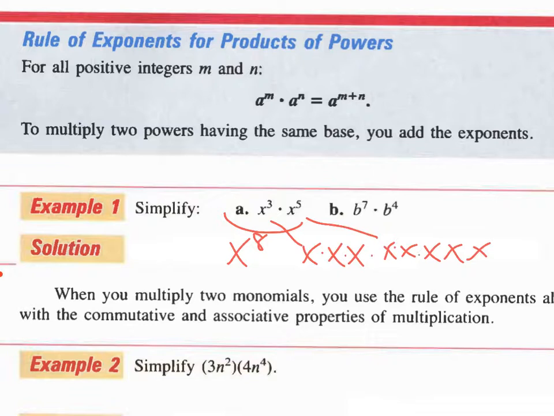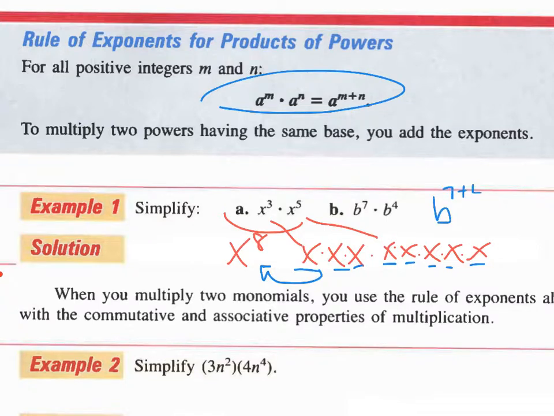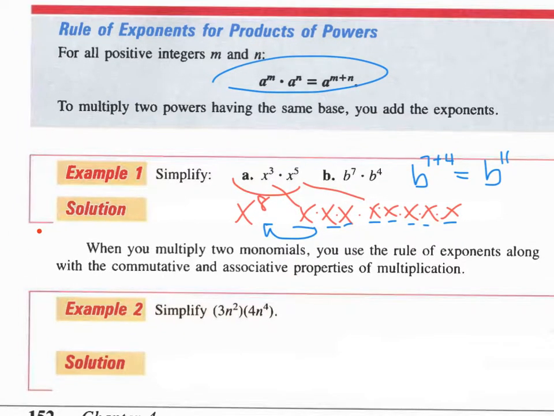So you could put dots in between. And then if you needed to go back and count them, 1, 2, 3, 4, 5, 6, 7, 8 x's are there. And you would write it with an exponential form, so x to the 8th. For part B, you're just going to take the 7 plus 4. You're applying this rule, and it becomes b to the 7 plus 4, which is b to the 11th power. So when you have the same base, all you do, and you're multiplying them, is take the exponents and add them. Now let's look at example 2.